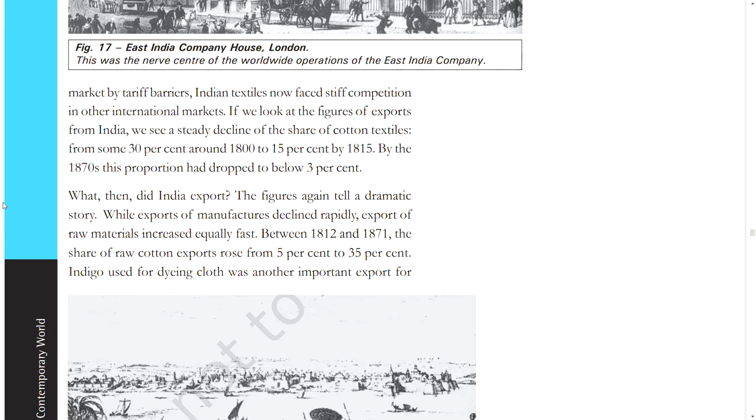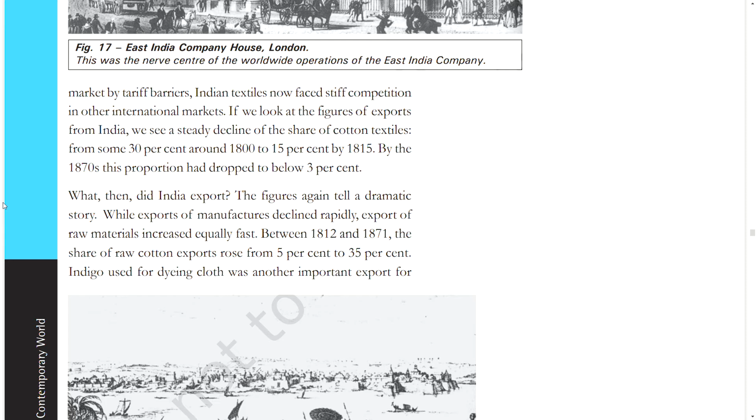If we look at the figures of exports from India, we see a steady decline of the share of cotton textiles from some 30% around 1800 to 15% by 1815. By the 1870s, this proportion had dropped to below 3%. What then did India export? The figures again tell a dramatic story.